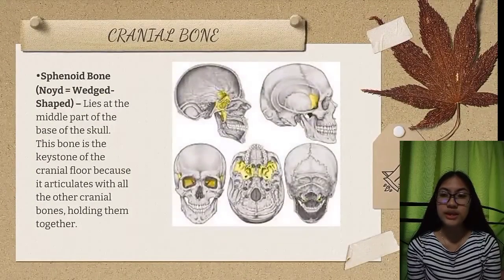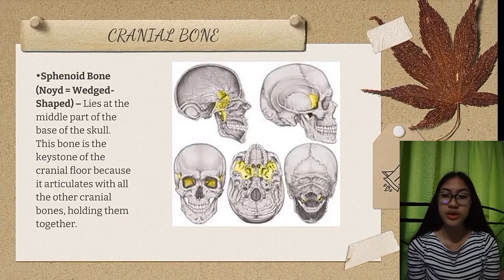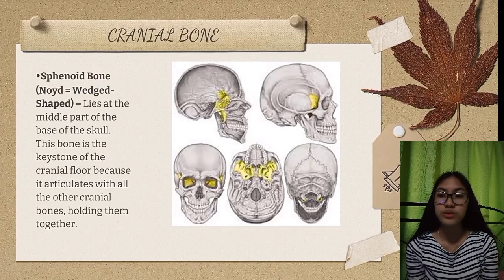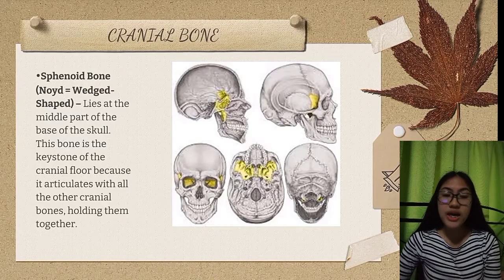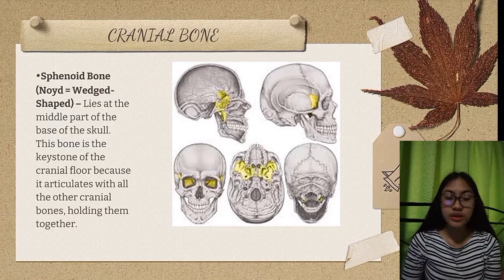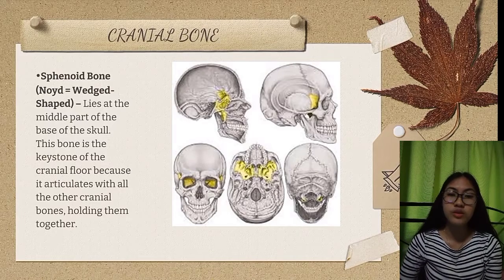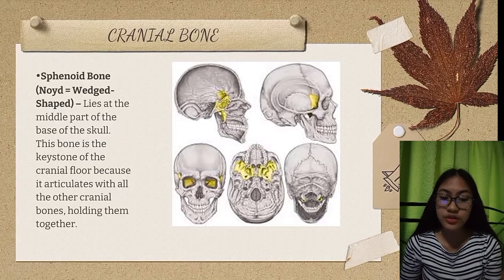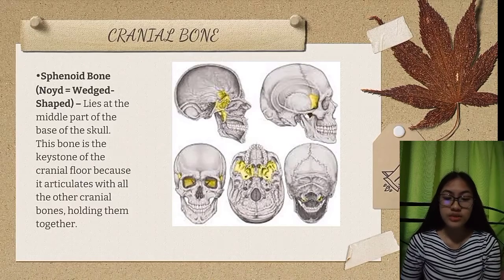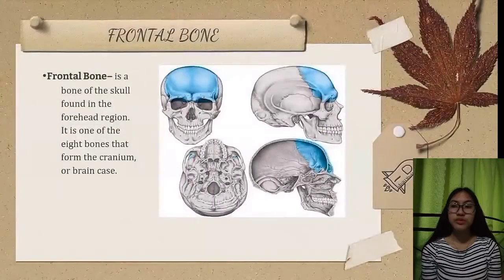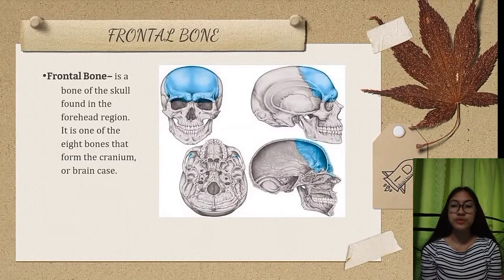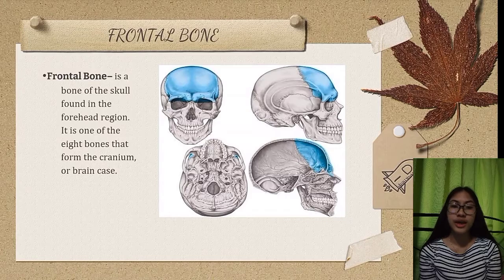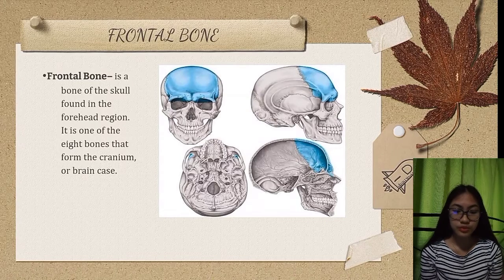Sphenoid bone lies at the middle part of the base of the skull. This bone is the keystone of the cranial floor because it articulates with all the cranial bones, holding them together. Sphenoid bone can be found in the middle portion of the neurocranium, and it looks like a butterfly. It is in front of the temporal bone, and it is one of the 7 bones that form the orbit. Frontal bone is a bone of the skull found in the forehead, one of the 8 bones that form the cranium or brain case. The frontal bone is the bone of your forehead.